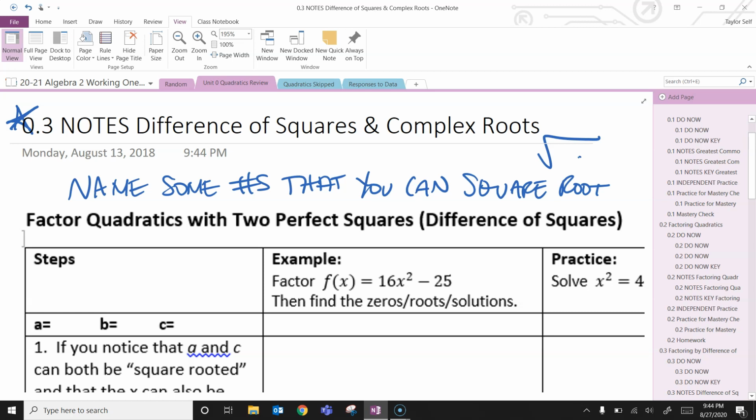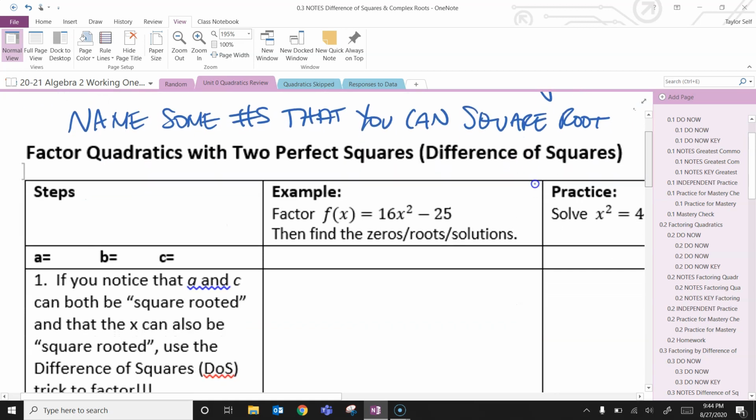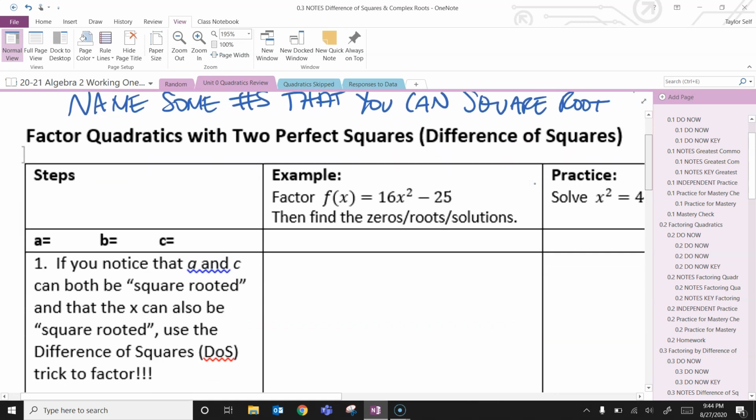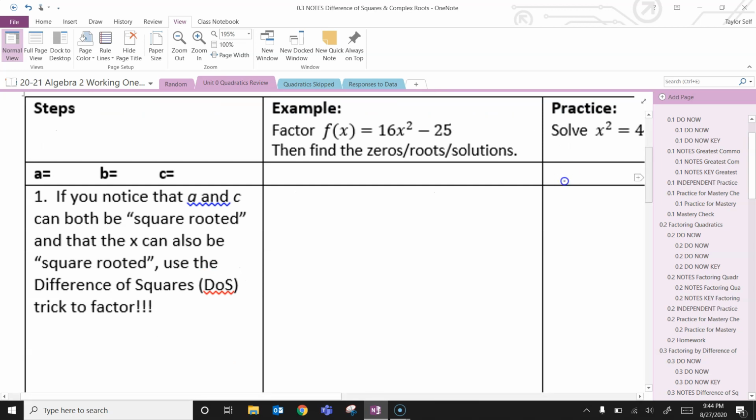All right, so now that we've got some numbers that we can square root, let's talk about why we even did that exercise. Okay, so write down this example.